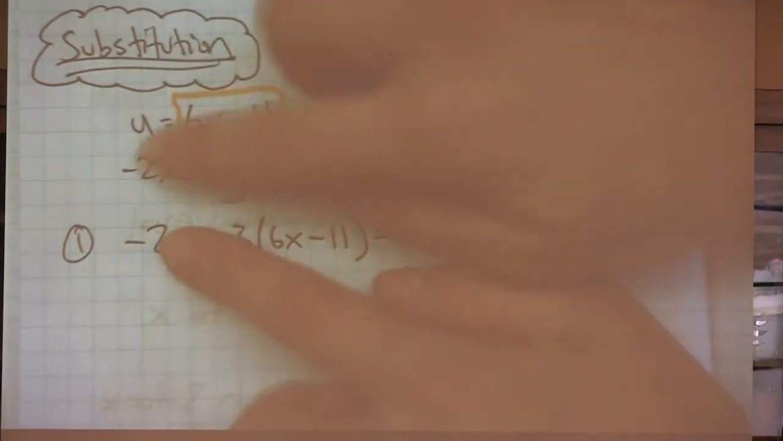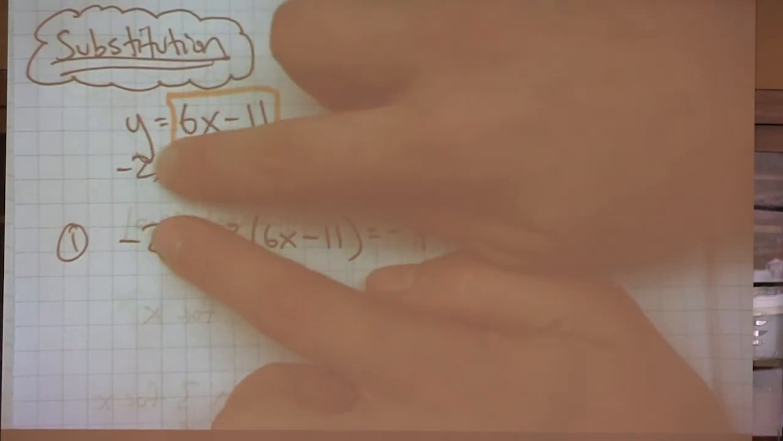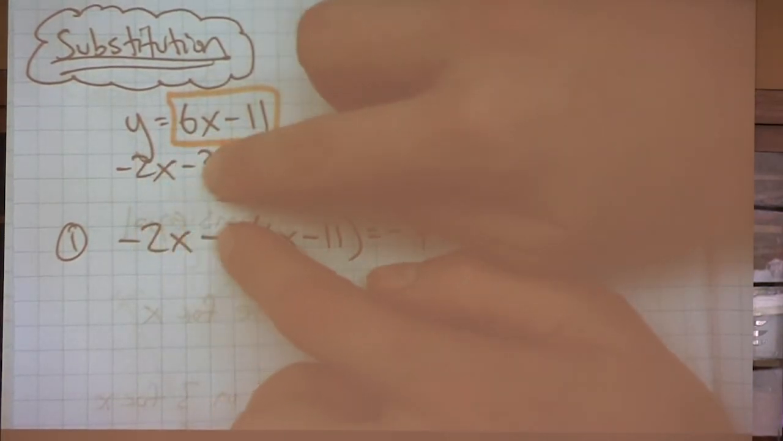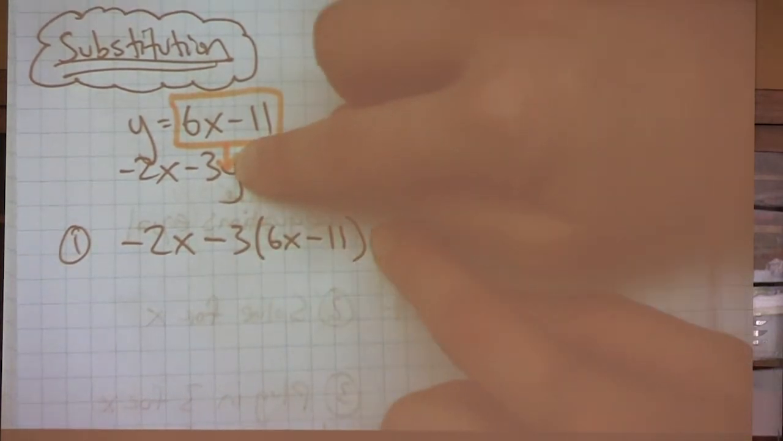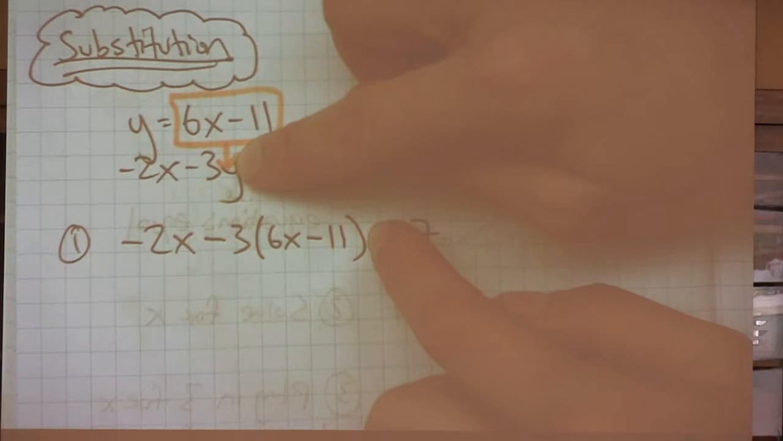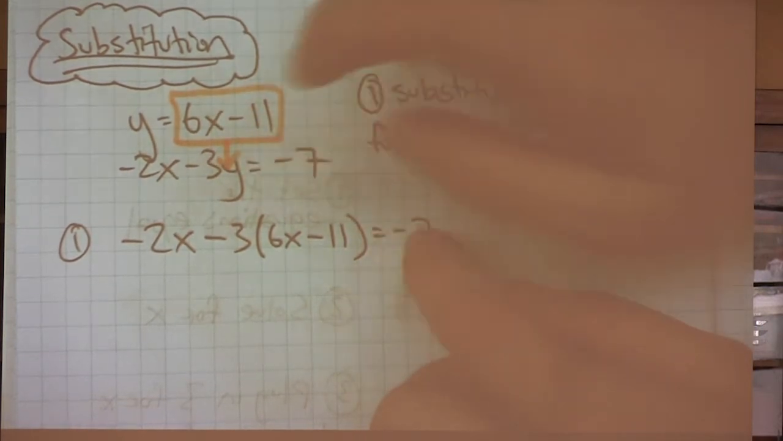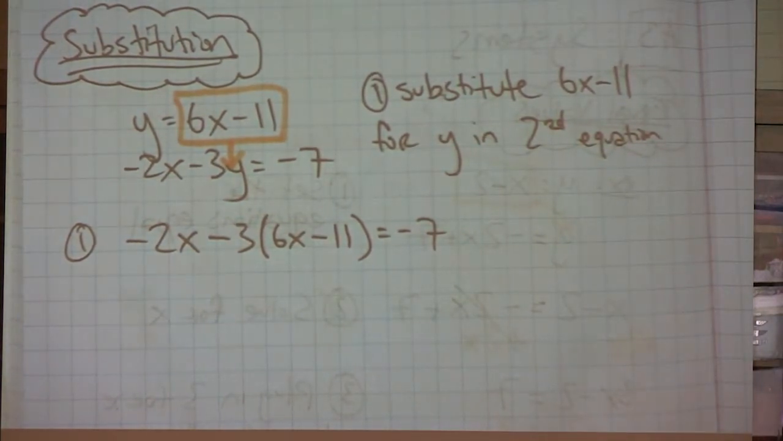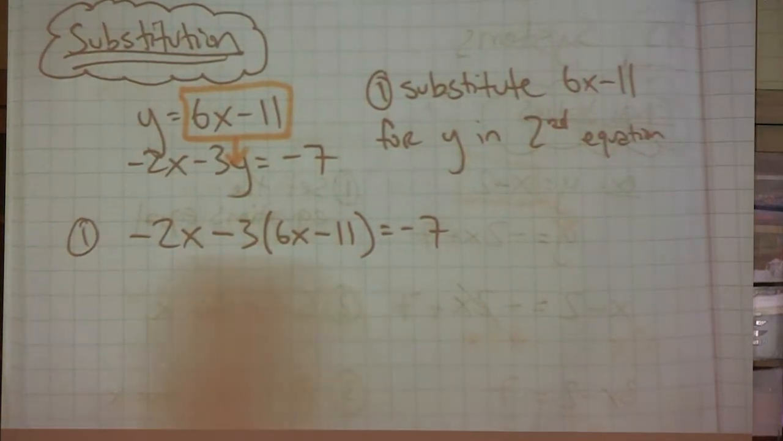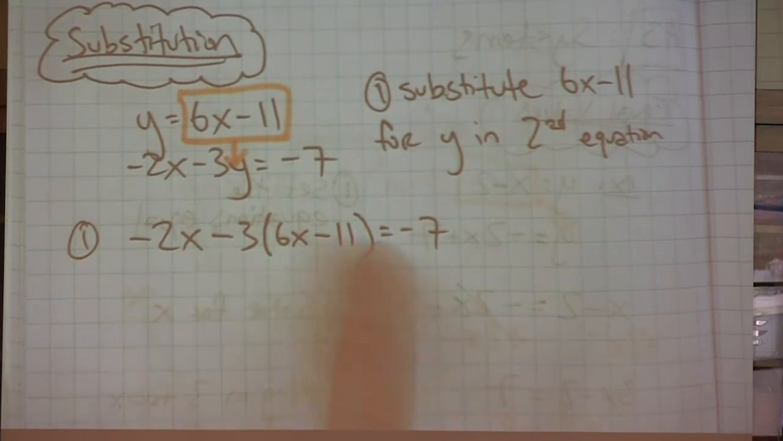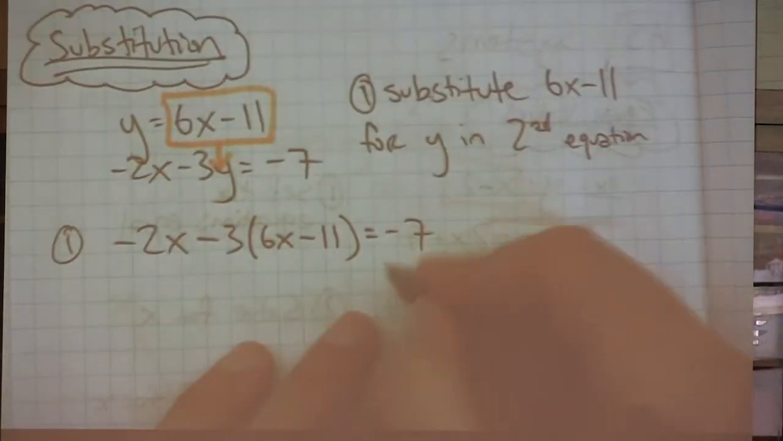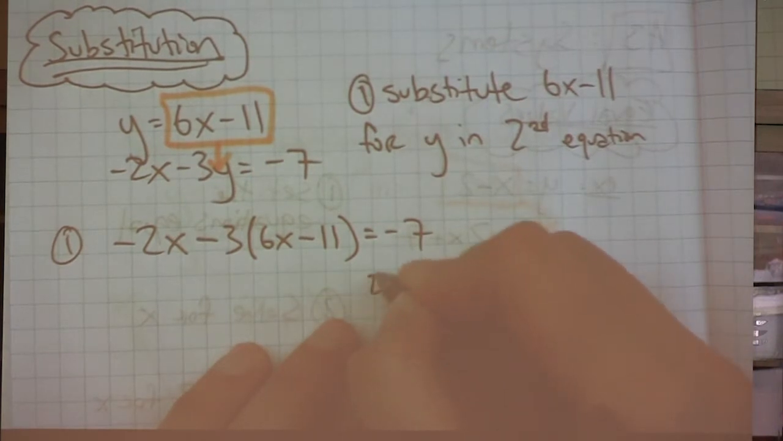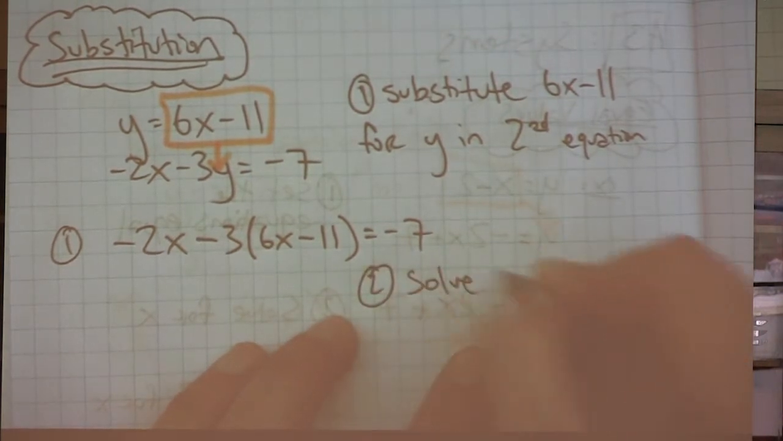So look at this equation. They're exactly the same. There's a negative sign, there's a 2, there's an x, then it says minus, then there's a 3. The only difference is that instead of y, I write 6x minus 11. Other than that, they're entirely the same. Equals negative 7. If you get an equation that only has x's, that's a good sign, because now our second step is to solve for x.